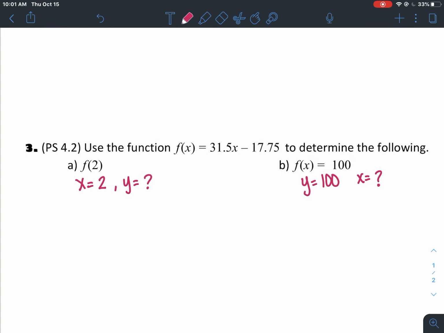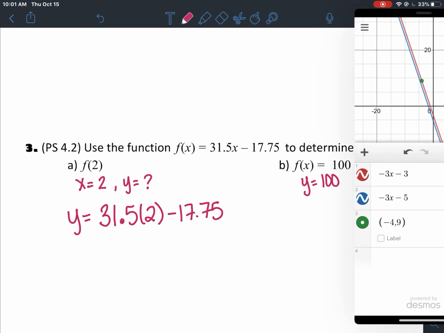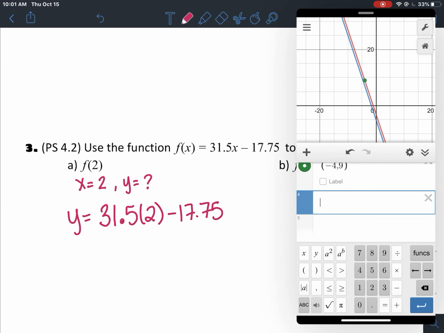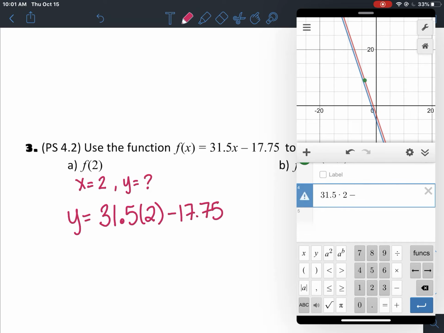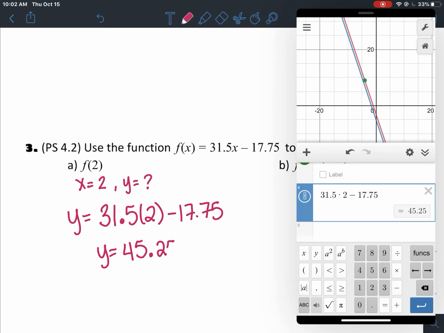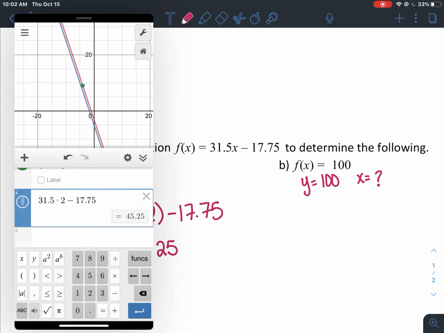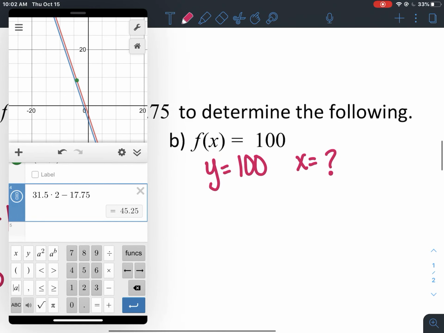So for part A, I'm going to plug in 2 for x and solve for y. So y equals 31.5 times 2 minus 17.75. And I'll just plug all that into Desmos. And it looks like y will equal 45.25. And then I'll slide that over and we'll do part B.